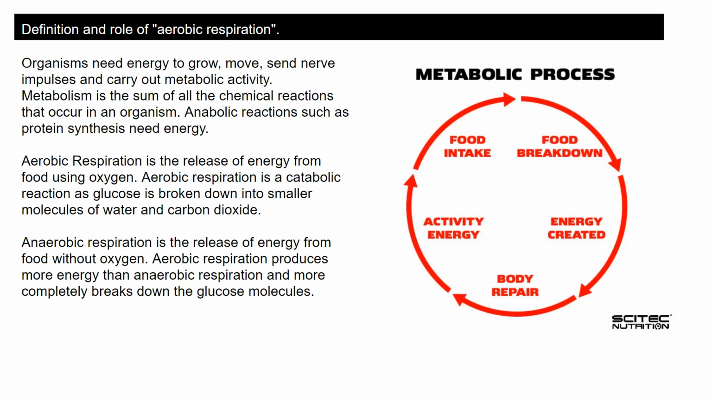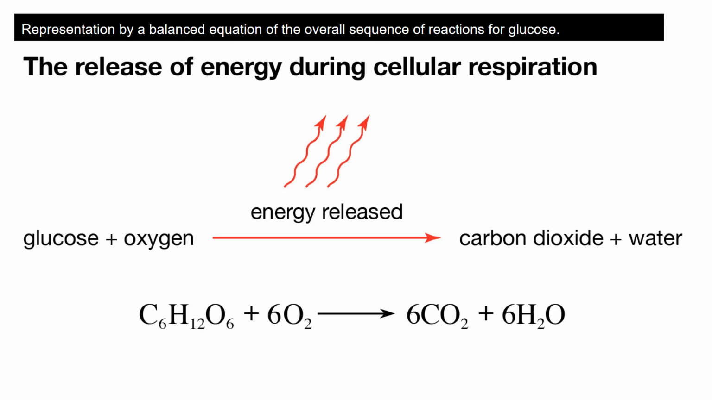They're going to build large molecules from smaller pieces, whereas catabolic reactions are going to break down larger molecules, and they often release energy. Aerobic respiration, for example, is a catabolic reaction. Now, the overall equation for respiration makes it look quite simple. We have two reactants and two products, but there's a long process involved in between.